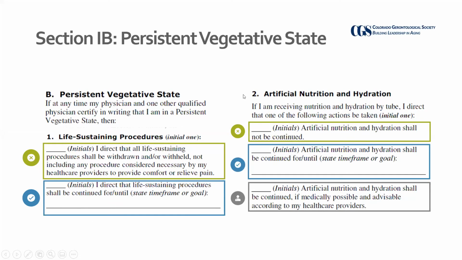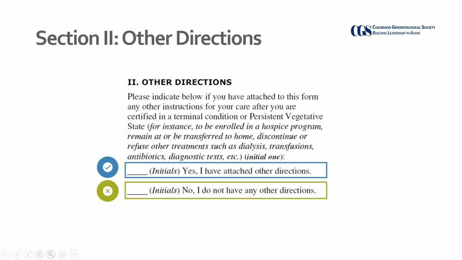The second question under persistent vegetative state is artificial nutrition and hydration. No, we don't want it. Yes, we do want it, and give a specific time frame. Or yes, if it's medically possible and my healthcare providers are recommending it. Once again, no right or wrong. This just means you are making the decision what you want that medical care to look like at end of life. So now we're in section 2.